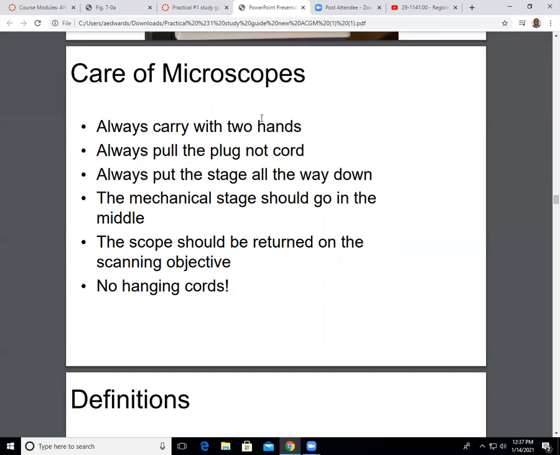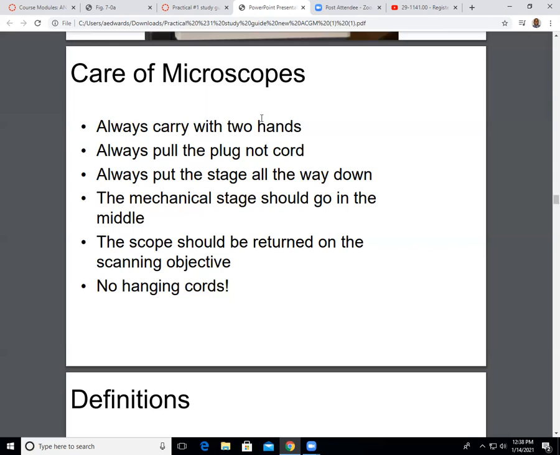Always put the stage all the way down, okay? So make sure that your stage is all the way down when you set it up. All right, so you got to make sure. So we can adjust the stage, make sure you put it down. All right.